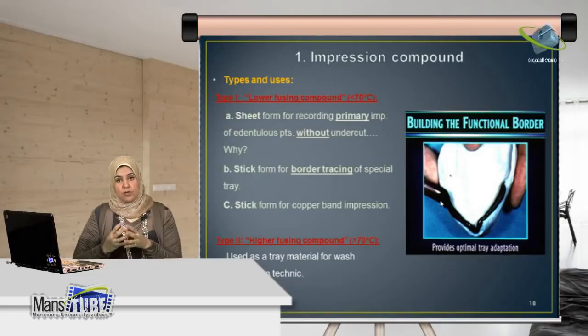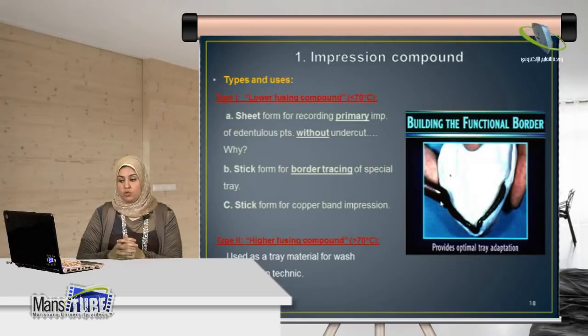When I make this material soft, after softening, I use this material to make a special tray on a primary cast of the patient. Okay, so this material, the higher fusing compound, is used only to make a special tray for the patient. The technique used here is called the wash impression technique.